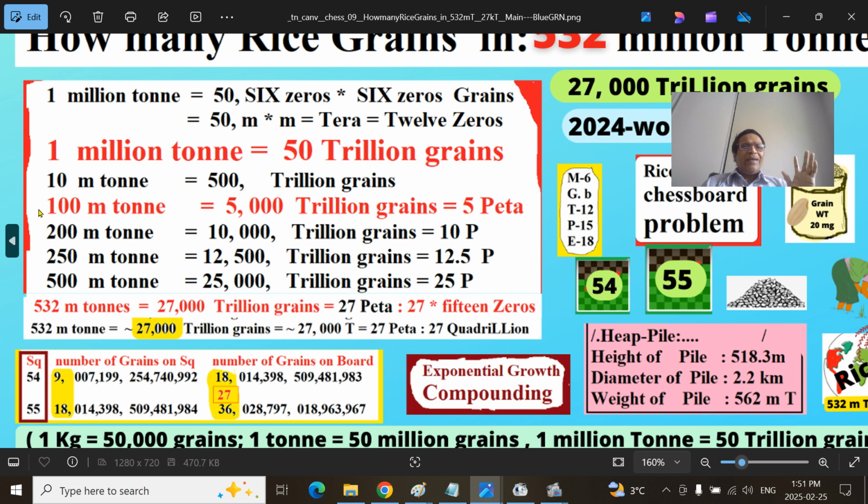The important thing is 100 million tons contains 5 peta. 500 million tons, just make it 5 times, is 25 peta. So this should be very clear to you. We will stop here, that's sufficient, but because the harvest is 532 million tons, it is a little more than 25. Instead of 25, it is 27 peta grains, quadrillion grains. That means 27 followed by 3 zeros, followed by trillion means 12 zeros, so 27 followed by 15 zeros.